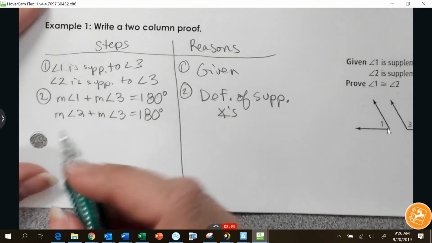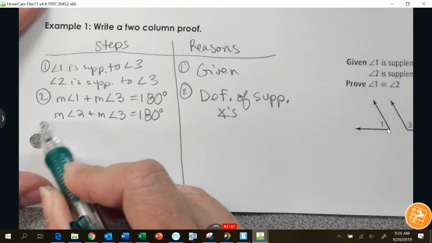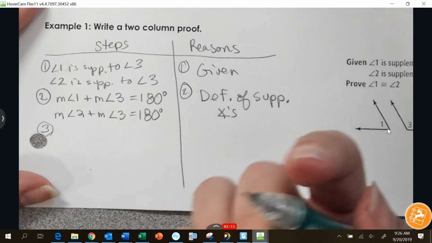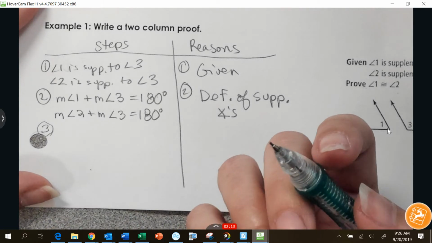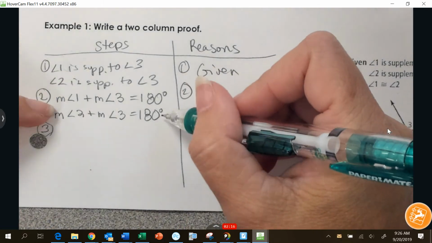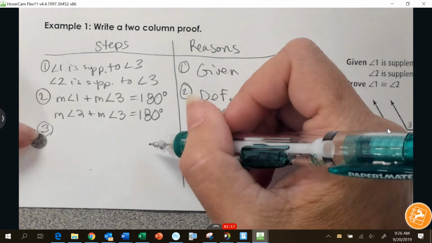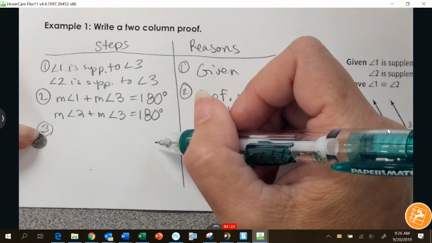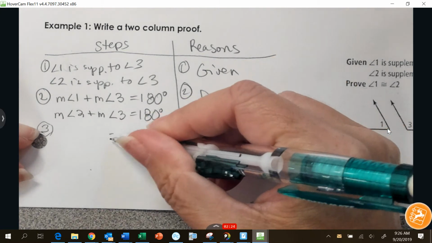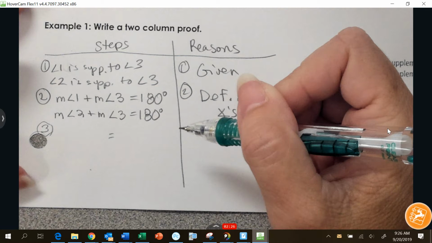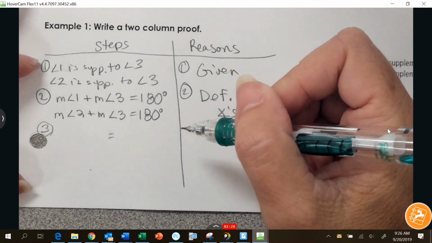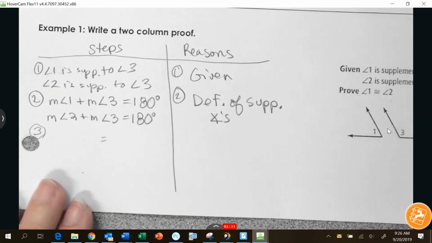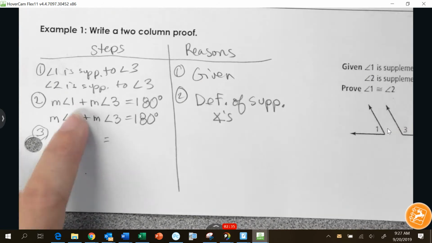So I'm going to pause this video, and I don't know if anybody will come up with it, but I'm going to give you a moment to see if you could think of any way that we could take these two equations and combine them into one equation, one equal sign, so that we can eventually get angle 1 and angle 2 in the same equation. Okay? So talk with your group and see if there's a way you could possibly use step 2 to make step 3.